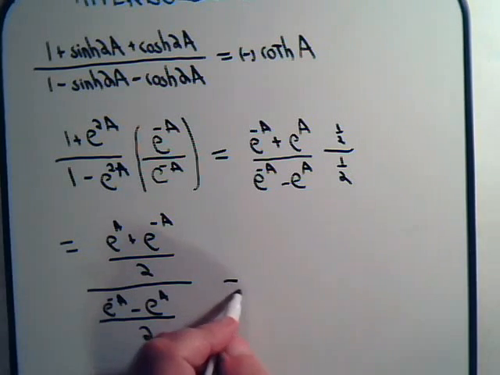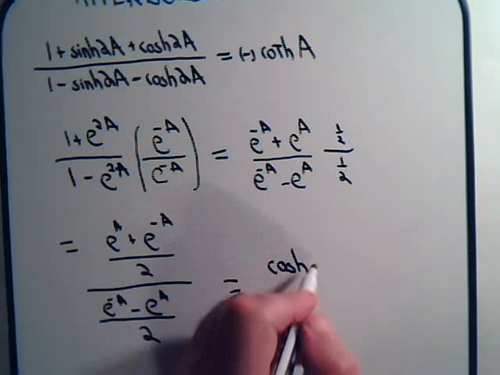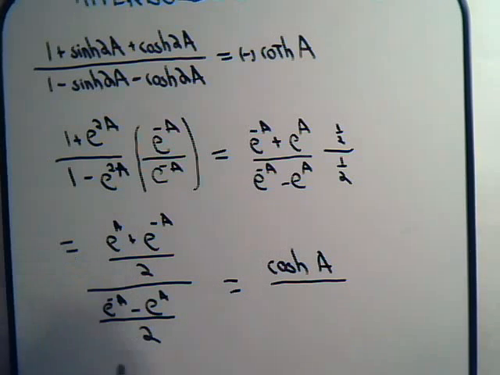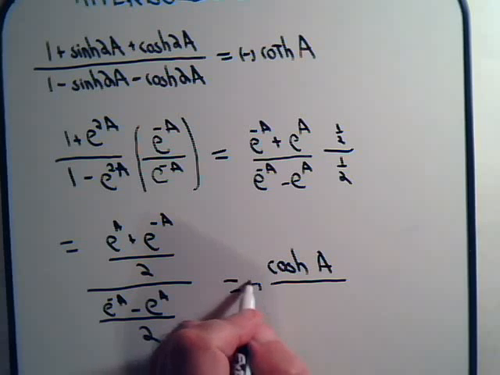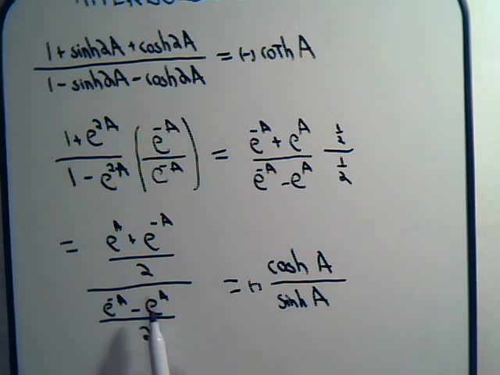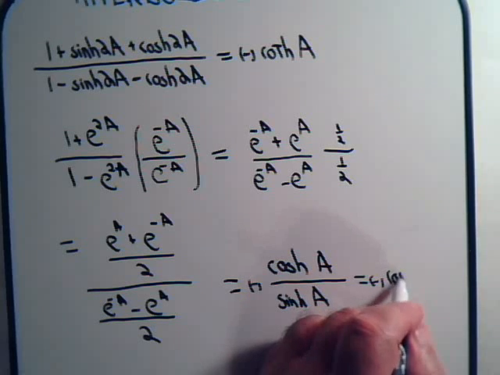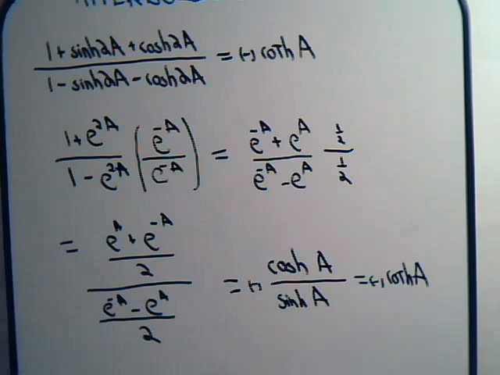Well, this, of course, is just the hyperbolic cosine of a, and this here is minus the hyperbolic sine of a. If this was e to the a minus e to the minus a, that would be the hyperbolic sine. If we turn it around, this is minus the hyperbolic sine here, so this equals minus the hyperbolic cotangent. It just falls right out.